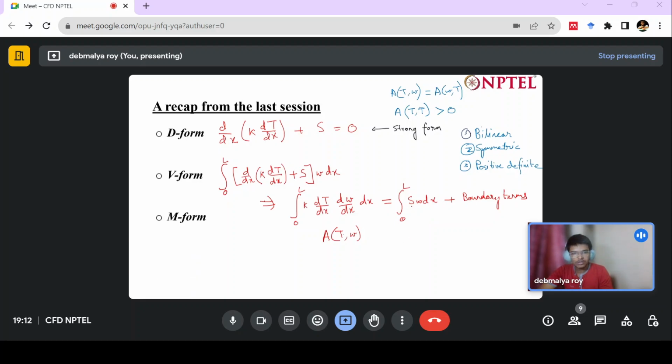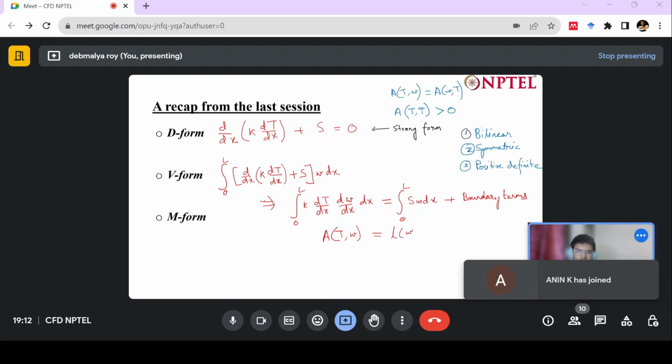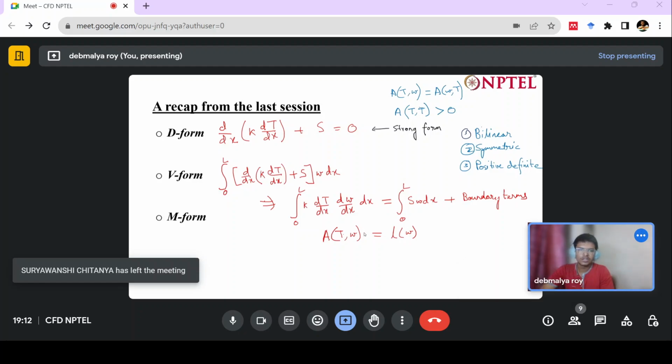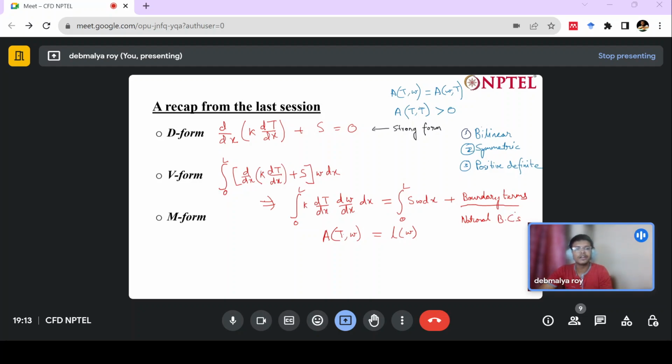And what about the left hand side? The right hand side can be represented by a linear operator. So this is linear and adheres to the rules of linearity, including the boundary terms. Where do the boundary terms come from? Boundary terms are basically the manifestations of the natural boundary conditions. So the natural boundary conditions we will find here.